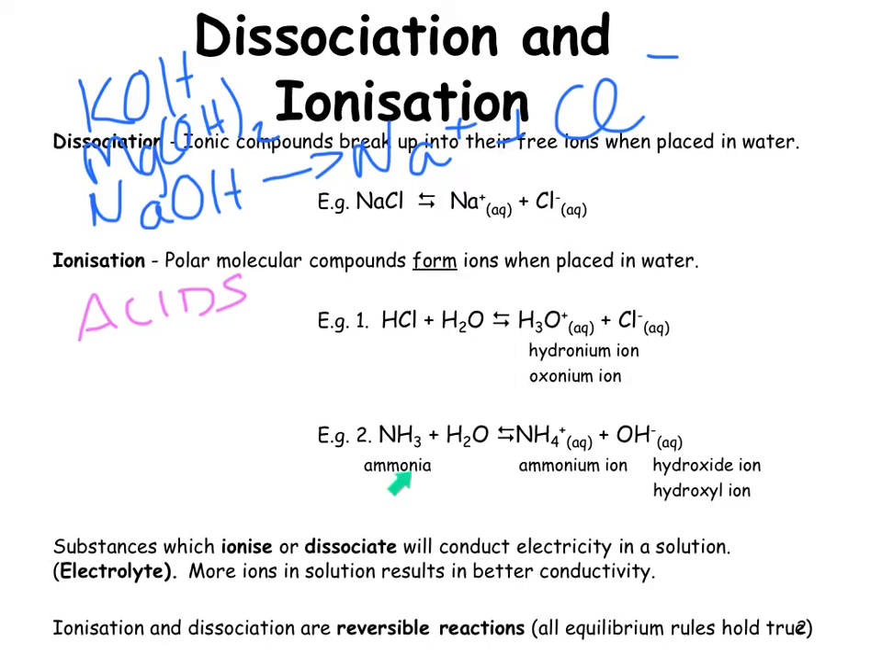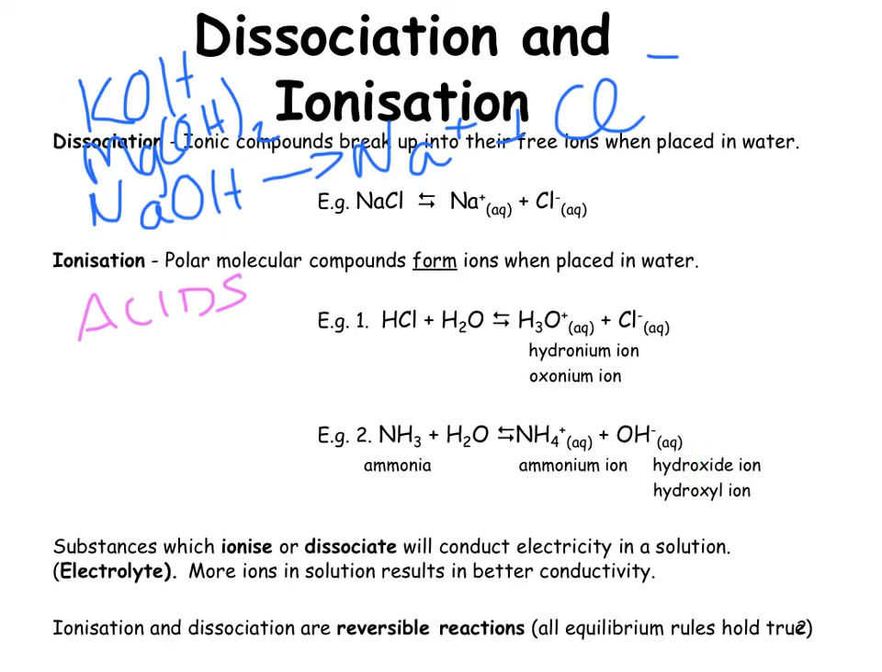Then you've got ammonia and water. This is an example of a base doing the same thing. When ammonia goes into water, you get the ammonium ion. And what has happened is that the water has donated a proton to the ammonia, and therefore that is a proton donor, and that's an acid. And then the ammonia acts as base. It accepts that proton, and then you create the hydroxide or hydroxyl group, and that is the OH-.